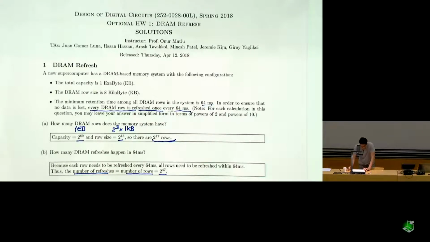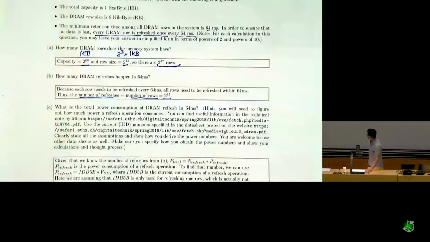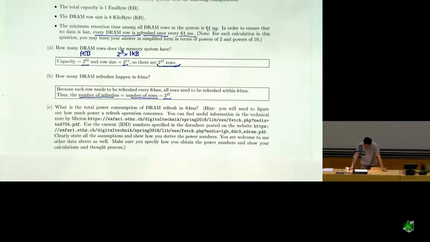The third part is a little bit more complex, especially because if you try it yourself, you had to take a look at the data sheets that we uploaded to the wiki. Let me show it to you. Here we are. So the question asks, what is the total power consumption of DRAM refresh in 64 milliseconds? And it gives us some hints. It talks about some current, the current that is needed to charge the DRAM cells, the so-called IDD, and we have to compute the power consumption, so not only the current, but also the voltage. That's VDD. This voltage can also be found in the data sheets.